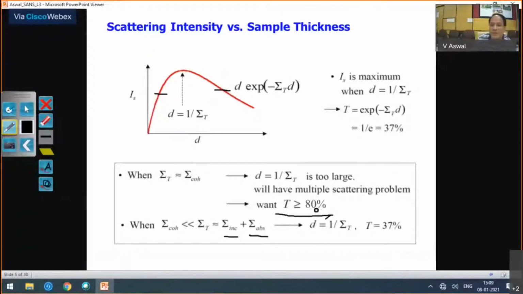And you get 80% transmission when you take deuterated solvents. In the case of soft matter, you can get this with cuvettes having a thickness of 2 millimeter, 0.2 centimeter.